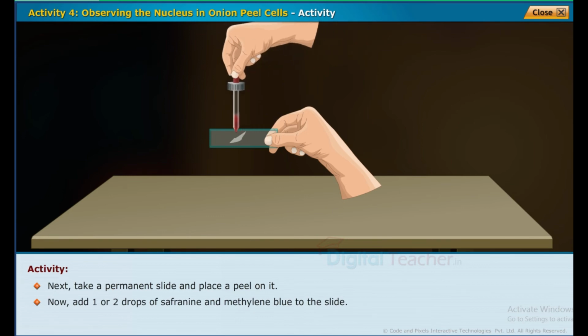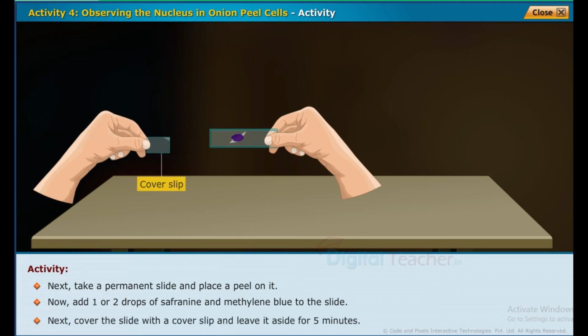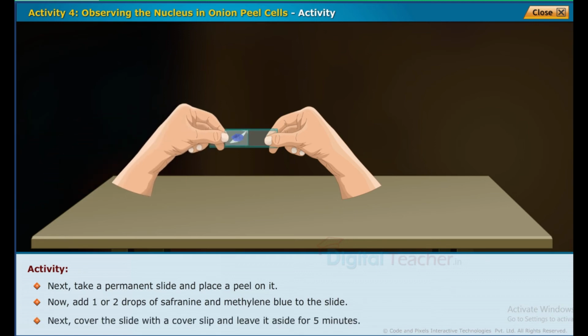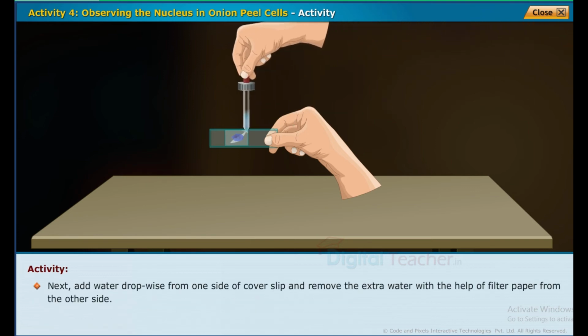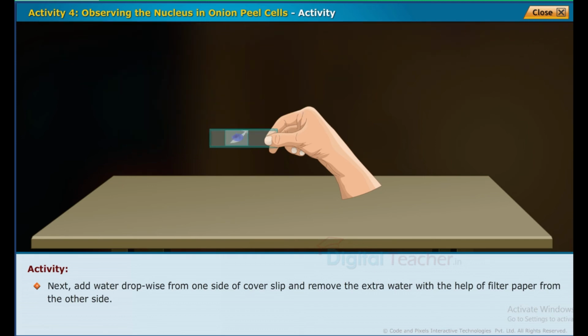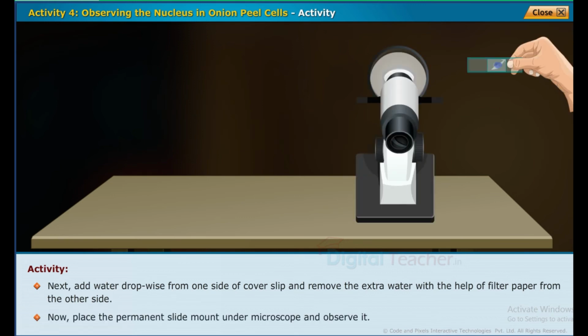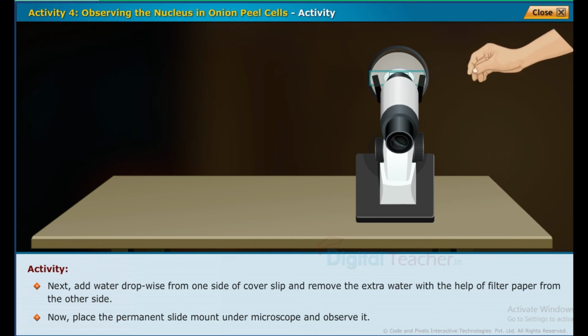Now, add 1 or 2 drops of safranin and methylene blue to the slide. Next, cover the slide with a cover slip and leave it aside for 5 minutes. Next, add water dropwise from one side of the cover slip and remove the extra water with the help of filter paper from the other side. Now, place the permanent slide mount under the microscope and observe it.